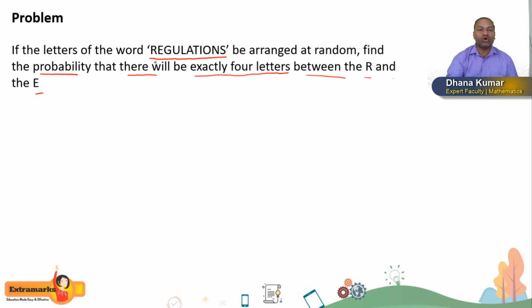Okay, first of all, how many letters are there? You check it. 1 2 3 4 5 6 7 8 9 10 11. Total how many letters? 11 letters. So total number of cases, what I told, total number of cases means without any restriction. So 11 letters can be arranged in how many ways? 11 factorial ways. Clear? Let us come to favorable cases.